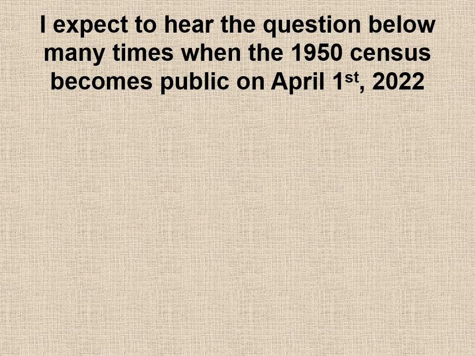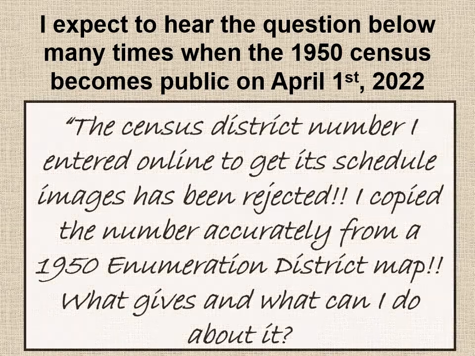I expect to hear the question below many times when the 1950 census becomes public on April 1st, 2022. So let me change my voice to someone who is exasperated about this. The census district number I entered online, I spent a lot of time on this, to get its schedule image has been rejected. I copied the number accurately. I don't make mistakes. From a 1950 enumeration district map. What gives? And what can I do about it?